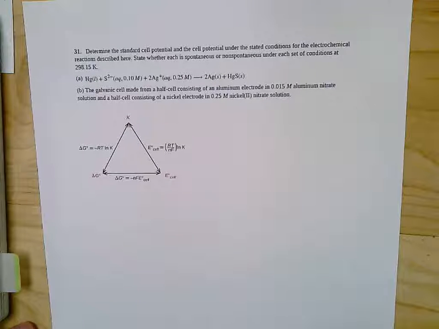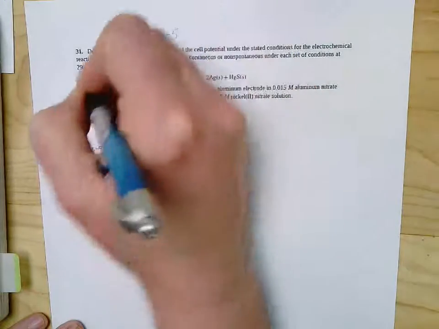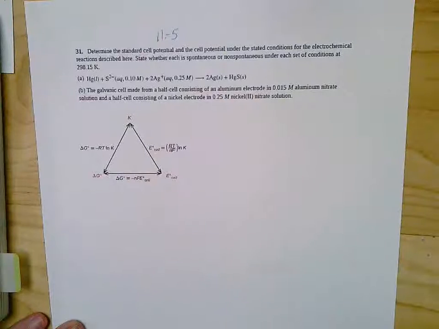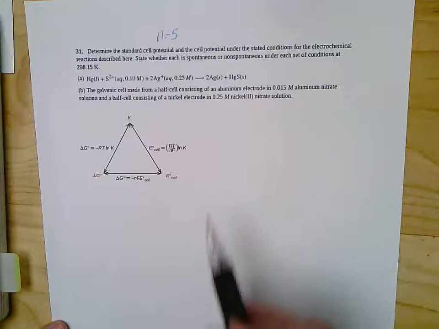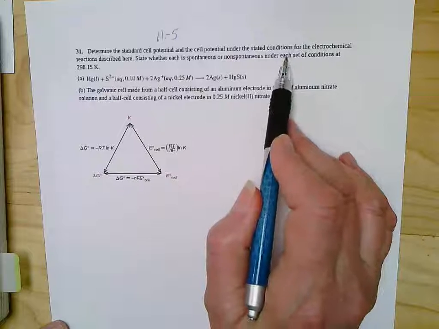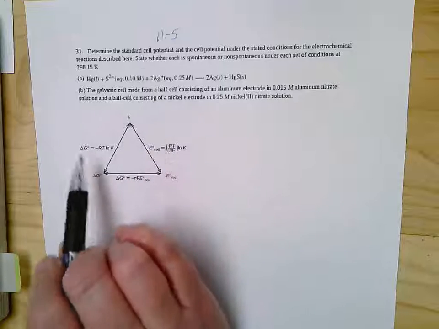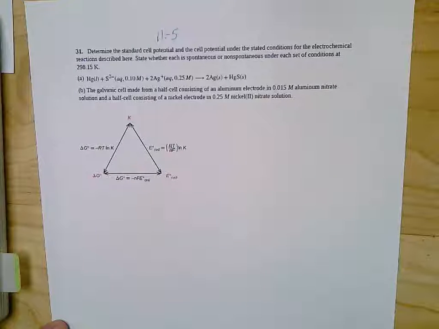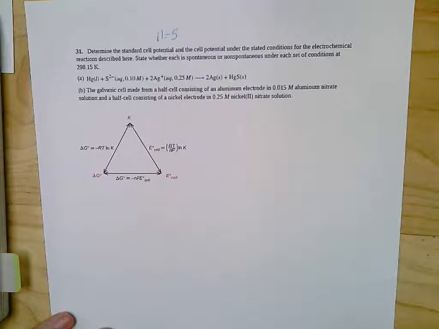Okay, guys, so I got a request to do one from worksheet 11-5, 31A and B. It wants you first to determine the cell potential under the stated conditions for the electrochemical reaction described here. State whether it is spontaneous or non-spontaneous under each set of conditions at 298.15 Kelvin. So I went to the appendix in your book and I looked up the half reactions.